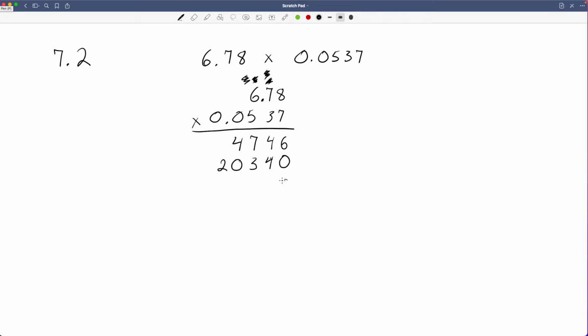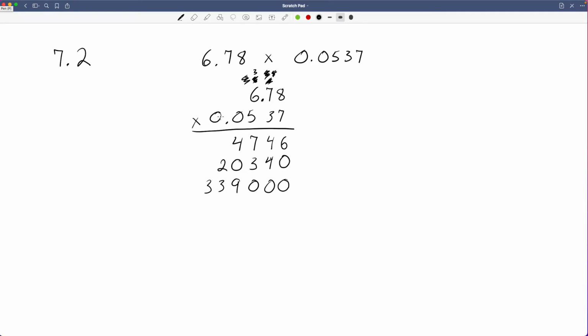Okay. Next line, so I put in 2 zeros. 5 times 8 is 40, 0. Carry the 4. 5 times 7 is 35, plus 4 is 39, so it's 9. Carry the 3. 5 times 6 is 30, plus 3 is 33.